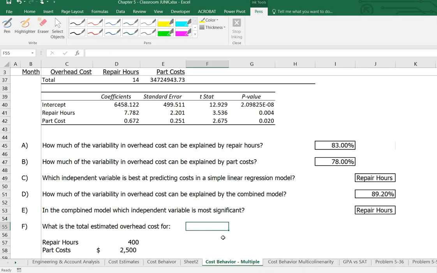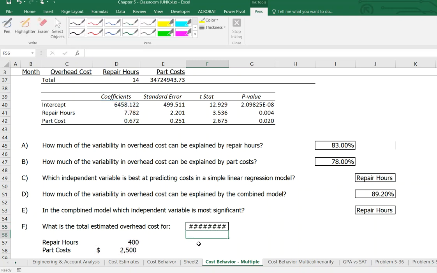And finally, what's our overhead cost that we would estimate if we were going to have 400 repair hours and spend $2,500 on parts? Our equation is simply y equals our intercept, plus our slope coefficient for repair hours, which was 7.782, multiplied by the number of repair hours we expect to incur, plus our slope coefficient for part cost of 67 cents, times the $2,500 we expect to spend on parts.